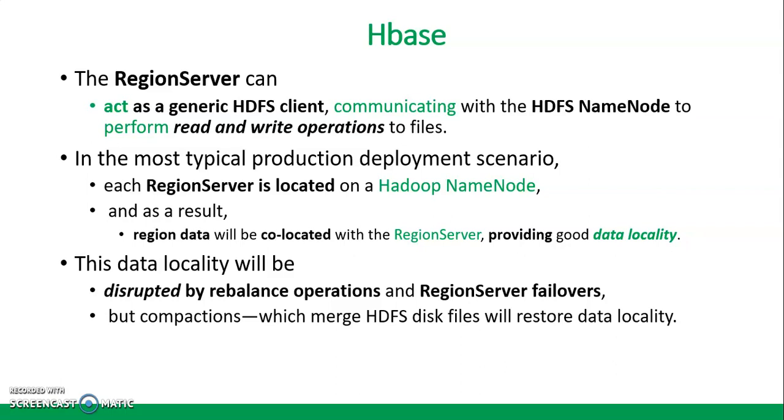In the most typical production deployment scenario, each region server is located on the Hadoop data node, and as a result, a region's data will be co-located with the region server, providing good data locality. This data locality will be disrupted by rebalance operations and region server failovers, but compactions, which merge HDFS disk files, will restore data locality.